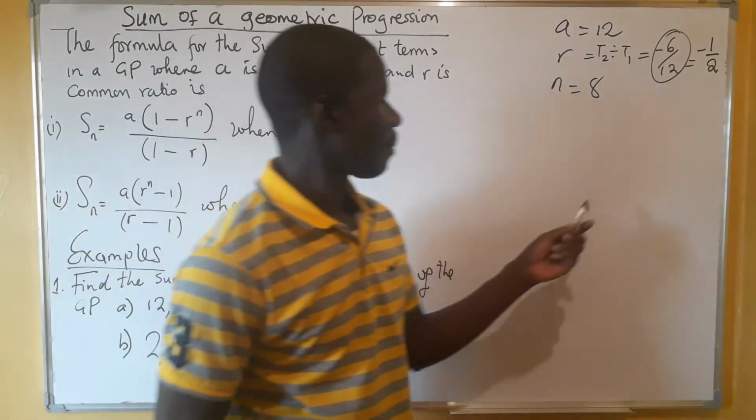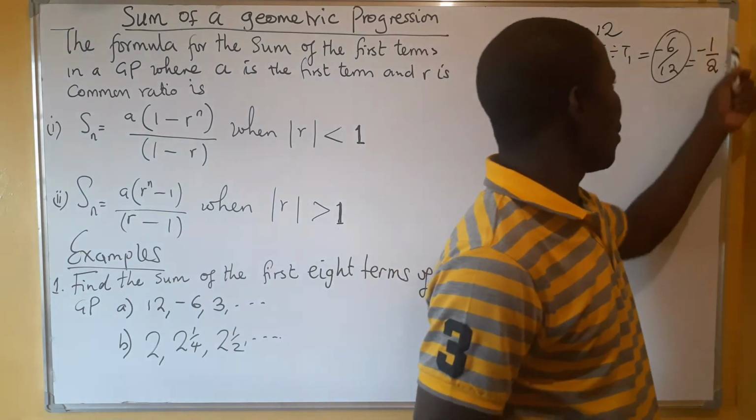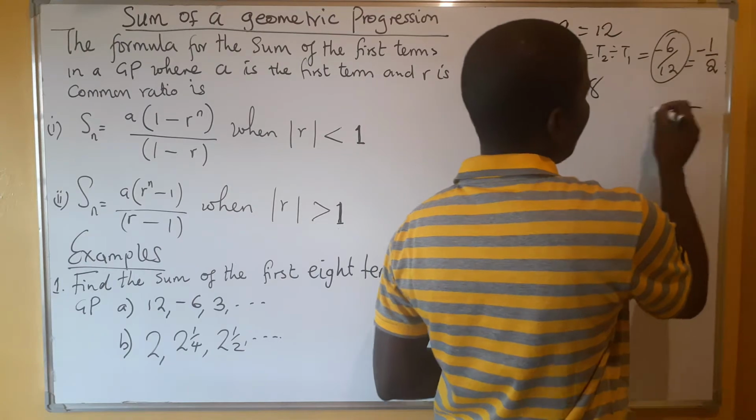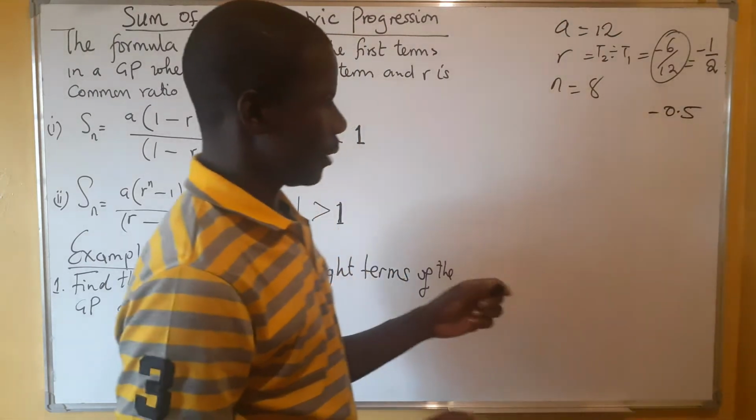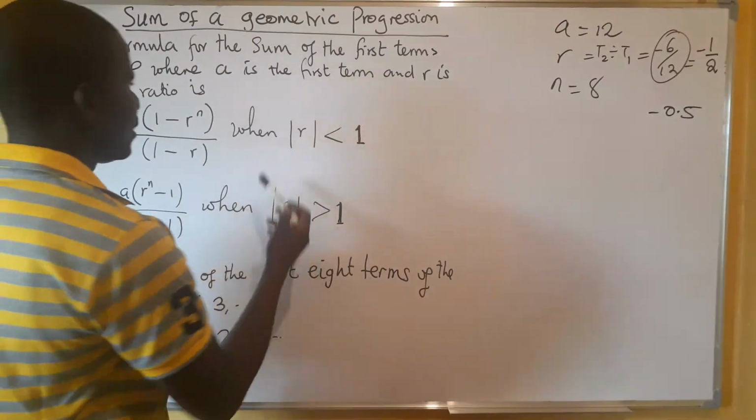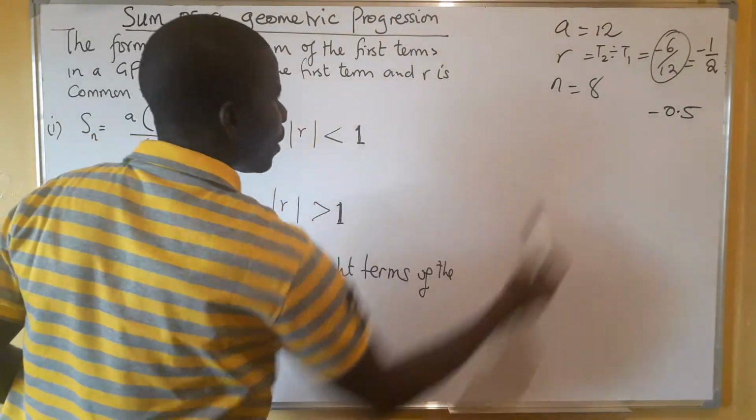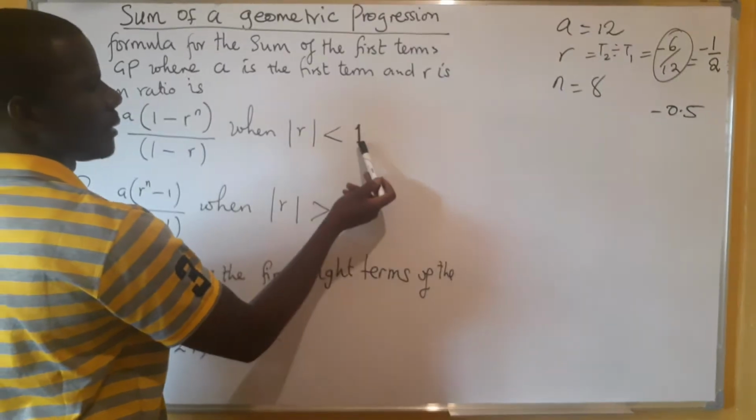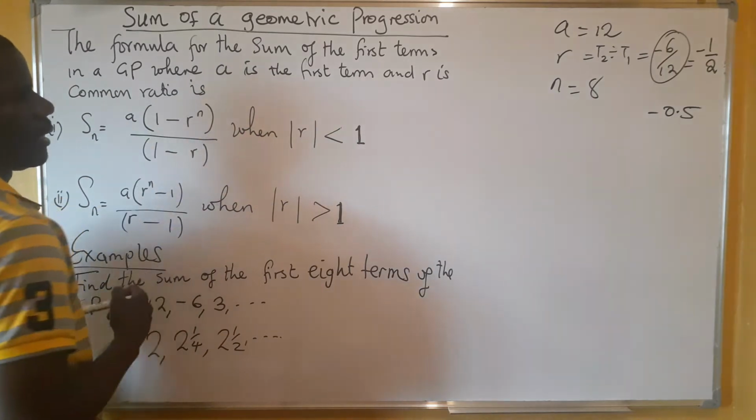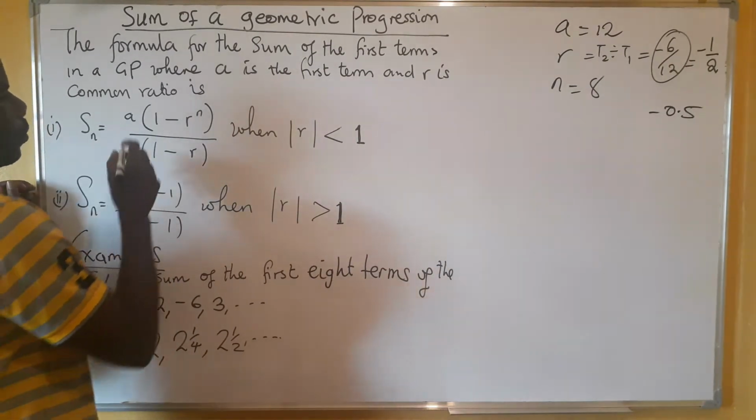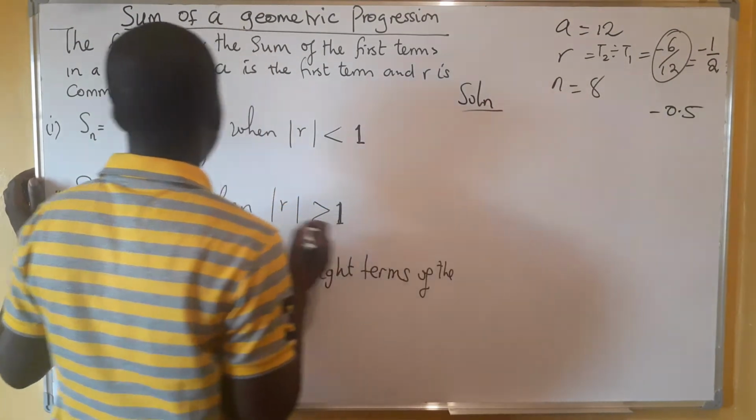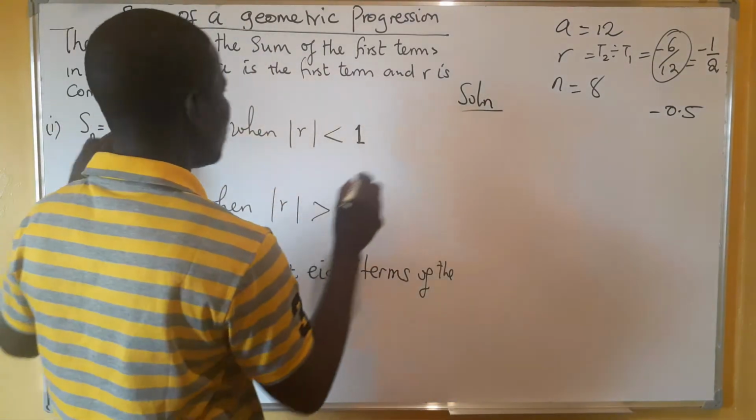When you are using a calculator, it will be negative 0.5. That is what you get. So now, after we have done that, we come to look at these formulas. It is better because R here is less than 1, so we better use the first formula here. It will be easier. So we begin the solution.